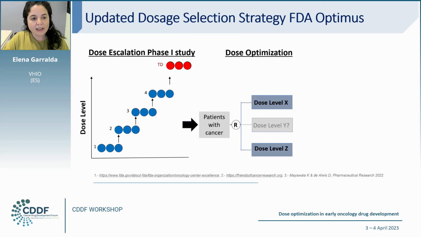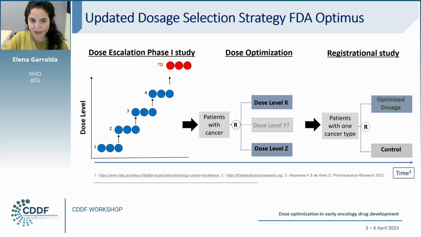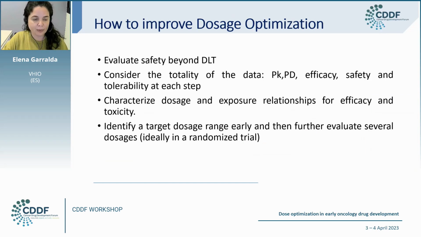So what really is Project Optimus and this new optimization strategy proposed by the FDA? Well, here we are talking about how before this registrational study, we really need to have a dose optimization study. And this will be discussed also later during the whole of this workshop. So we will need randomized information about different doses before really going to the registrational study. So we have a dose optimization process in the middle. The question is, of course, also, will this take more time? No? So how can we really improve dosage in the clinic?